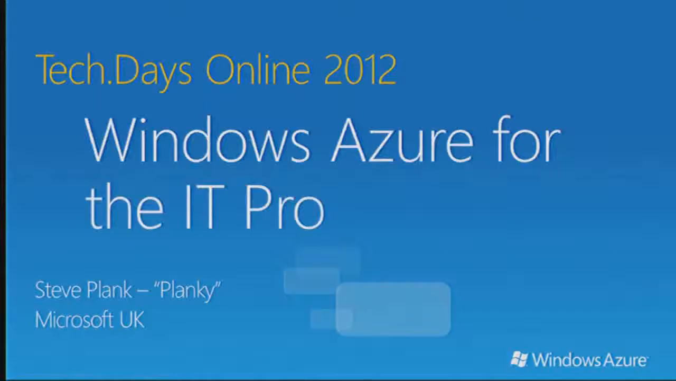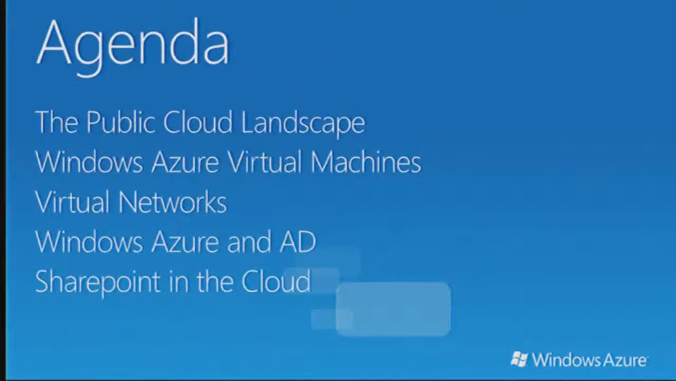So we've got an agenda this afternoon, which consists of, if my slides will advance, basically only 5 topics. We've got the public cloud landscape. So I want to put some clarity around what the public cloud is and how it's segmented. There are different aspects of it, and I want to put some clarity around that.